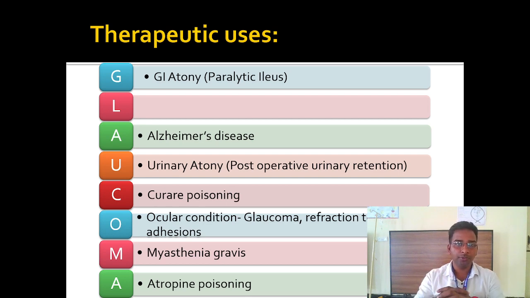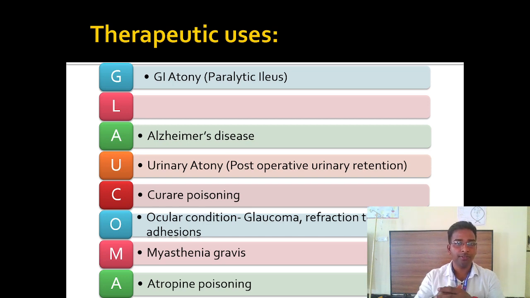Another important therapeutic utility is in urinary atony, or post-operative urinary retention. As we discussed in pharmacological action, it will contract the detrusor muscle and relax the sphincter. Thus, it is helpful in voiding or micturition. So in post-operative urinary retention, we can use all these indirectly acting cholinomimetic drugs.